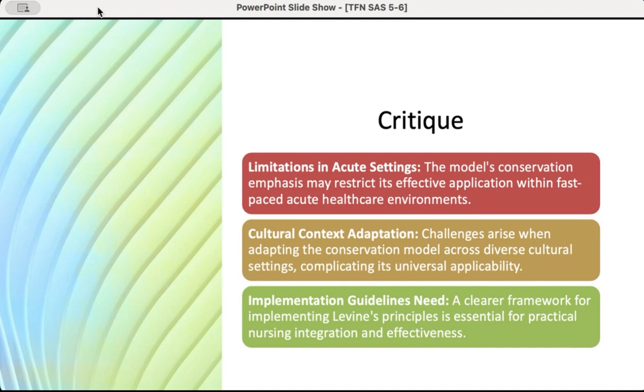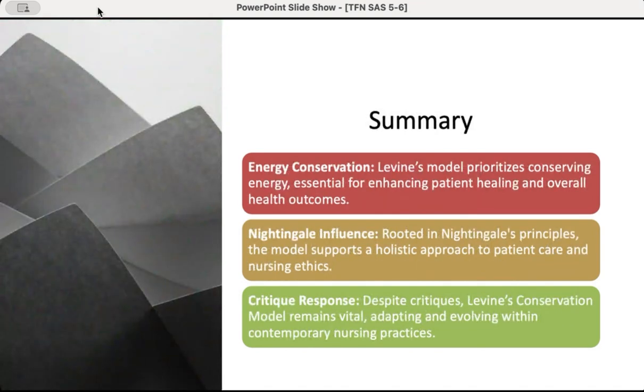We also have cultural context adaptation, which means challenges arise when adapting the conservation model across diverse cultural settings, complicating its universal applicability. And implementation guideline needs, which means we need a clear framework for implementation of Levine's principles, which is essential for practical nursing integration and effectiveness.